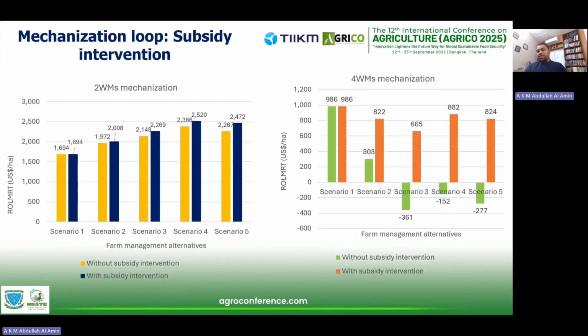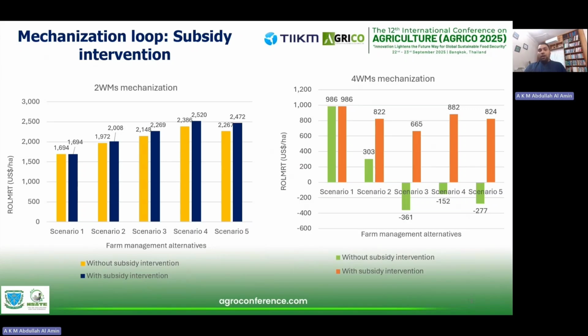The most discussed topic in Bangladesh is whether such an initiative would be promoted with post-factor subsidy interventions or others. We also did a sensitivity test with subsidy interventions. We found that subsidy intervention only changes the profit margin for both smaller two-wheel machines and larger four-wheel machines, but is unable to change the total farming paradigm.